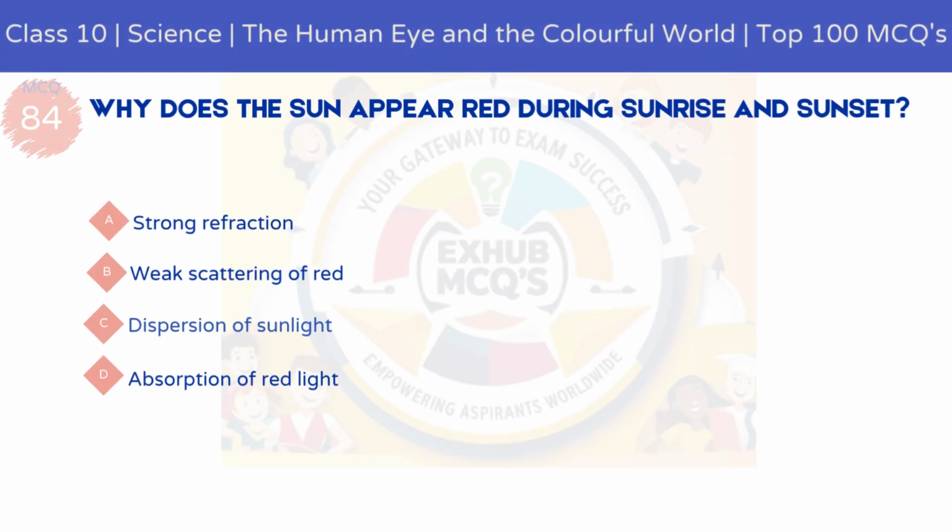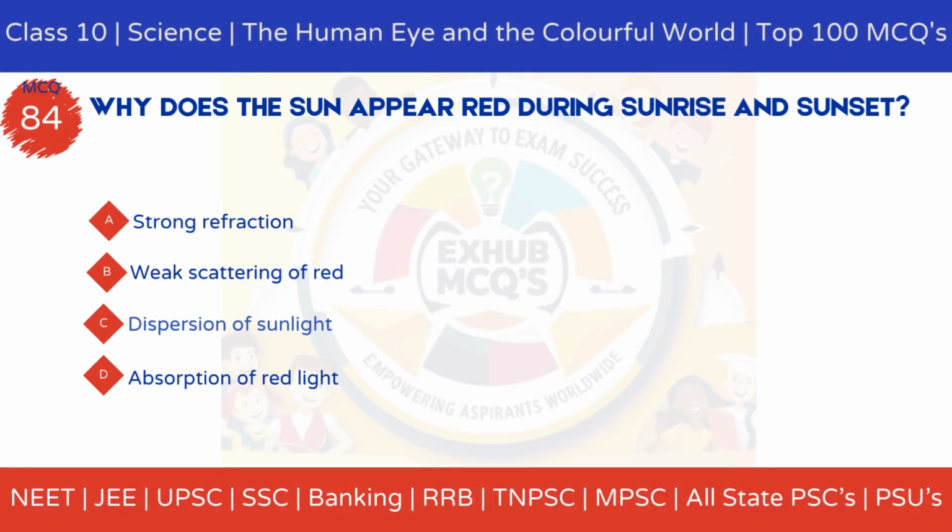MCQ 84. Why does the sun appear red during sunrise and sunset? Option A, strong refraction. Option B, weak scattering of red. Option C, dispersion of sunlight. Option D, absorption of red light.